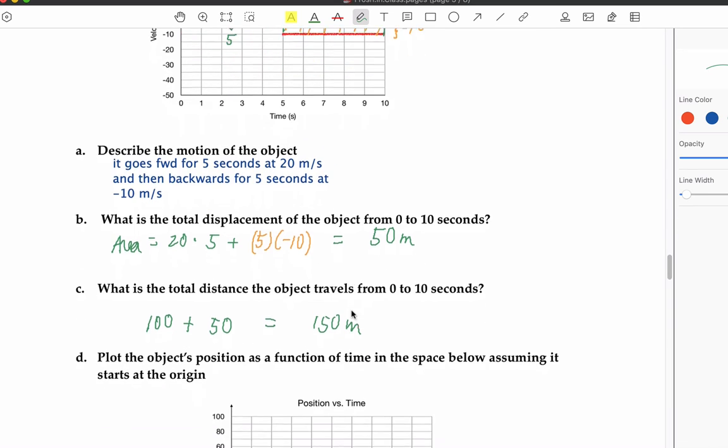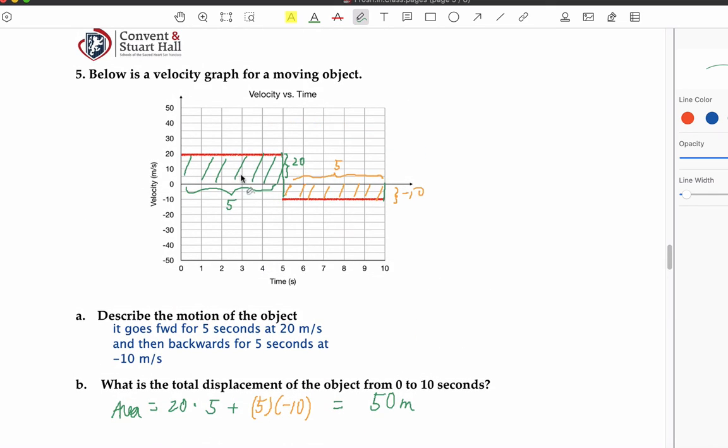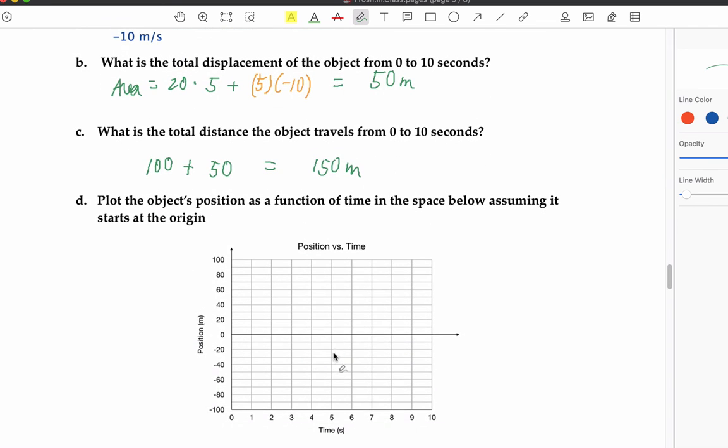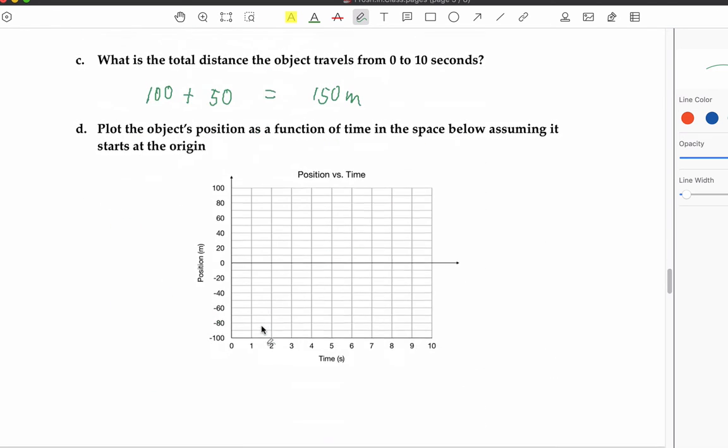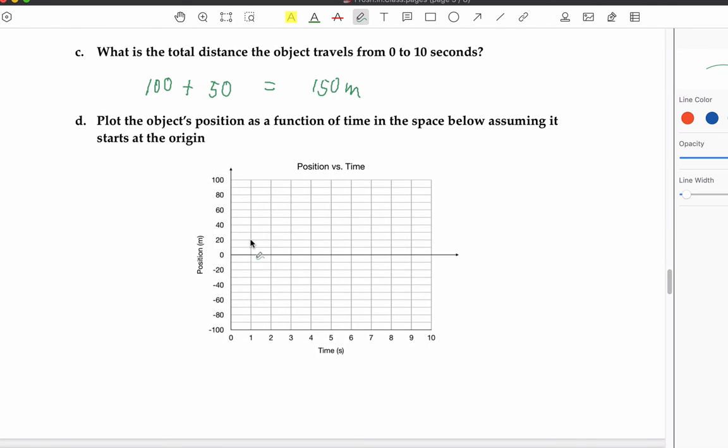Lastly, plotting the position as a function of time. Remember, this 20 is the slope, and this negative 10 is the slope. So for the first 5 seconds, our slope is 20. So we go over 1, up 20. That's the rise is 20. The run is 1. So over 1, up 20, etc. And that's the first part.